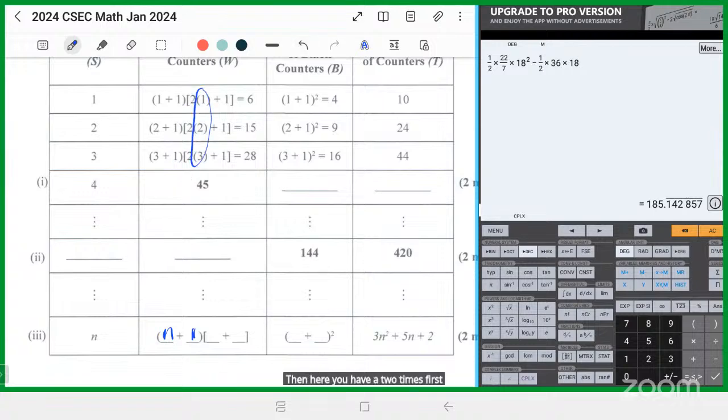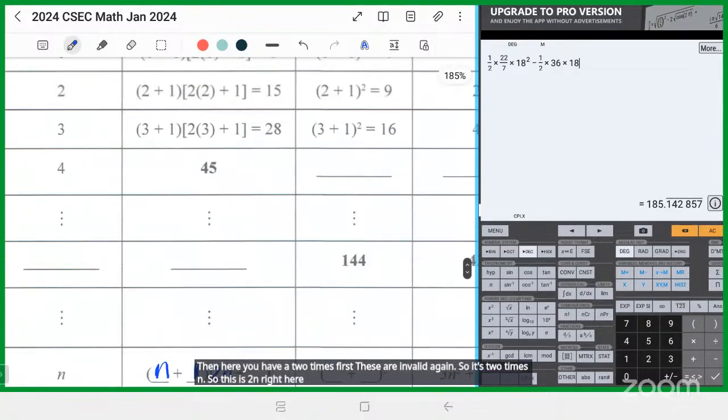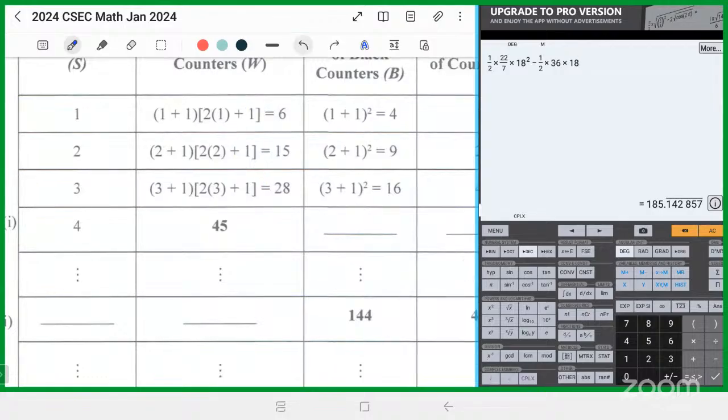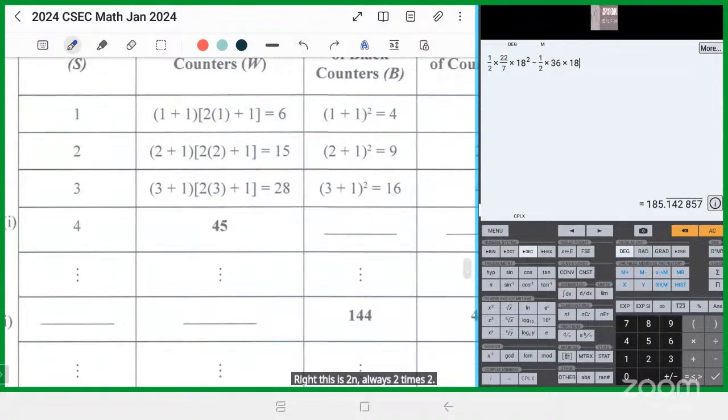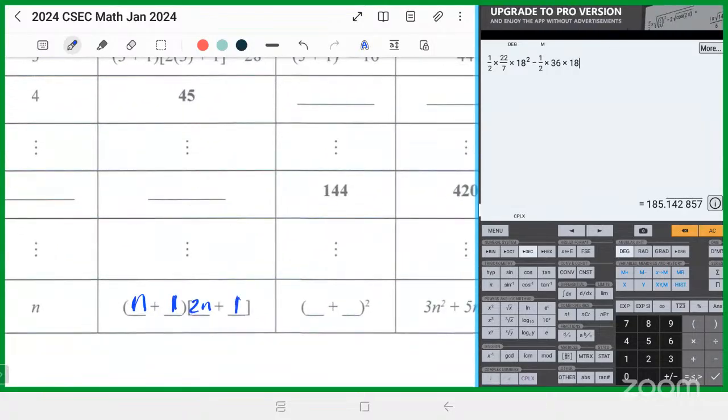These are the n values again. So it's 2 times n. So this is 2n right here. And then you're adding 1 each time. This is 2n, always 2 times the figure number plus 1. So that's the first formula there.